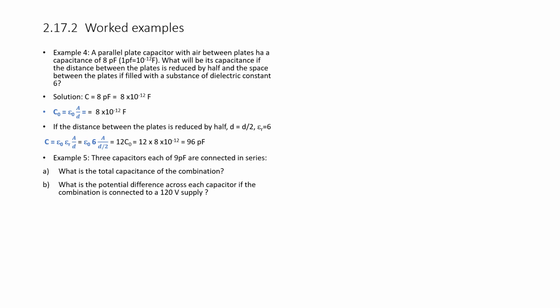Let us take example 5. Here there are 3 capacitors, each of 9 picofarads. They are connected in series. The value of C1 is equal to 9 pF, C2 is equal to 9 pF and C3 is also 9 picofarads. Then he wants us to find out what is the capacitance of the combination. So here please note the capacitors are connected in series. When capacitors are connected in series, their reciprocals add up.